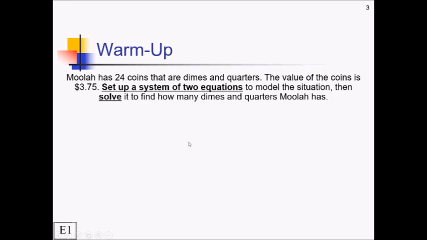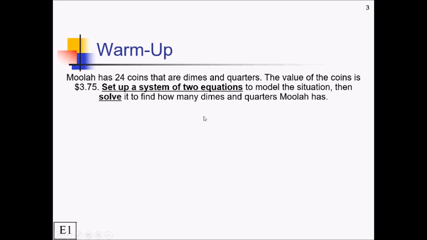For the warm-up on this one, we're being given this problem with Mullah, who has 24 coins that are dimes and quarters, and we're told the value of all the coins is $3.75. Our task is to first set up a system with two equations that models the situation, and then solve it to see how many dimes and quarters Mullah has.